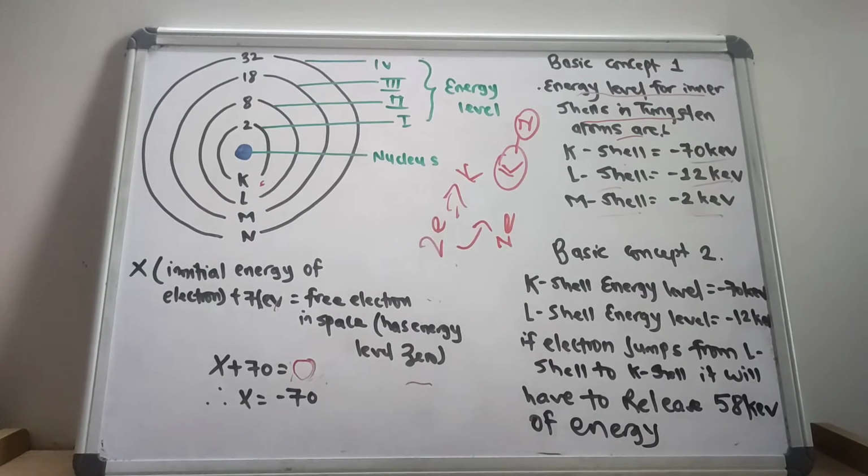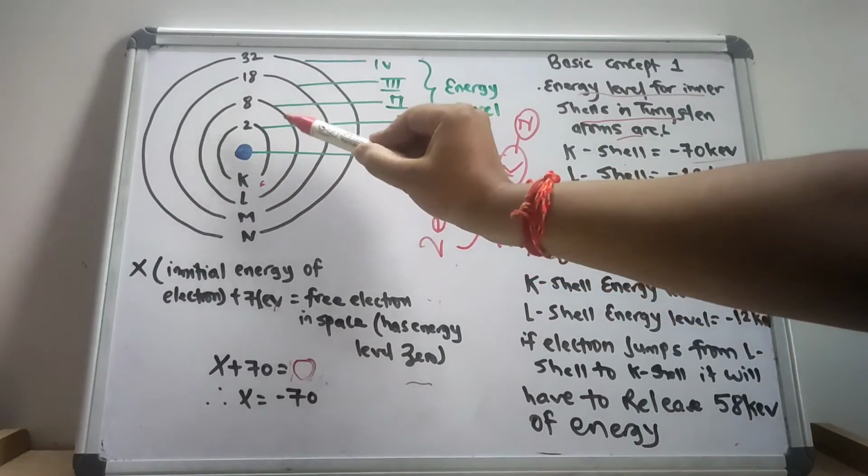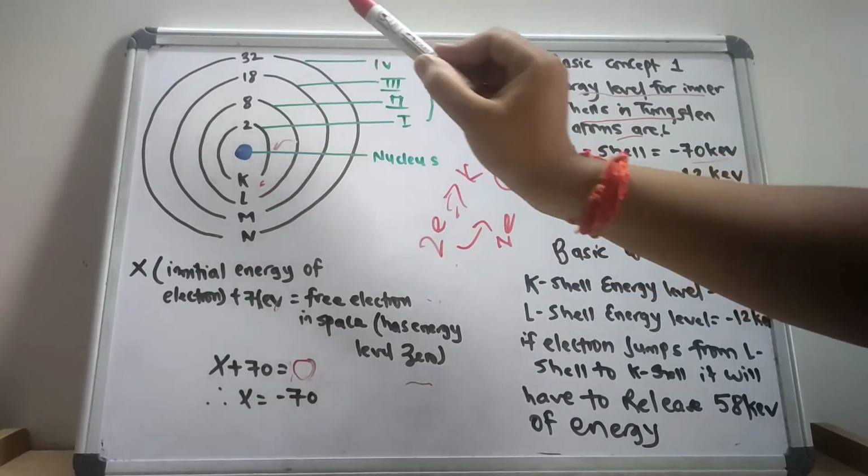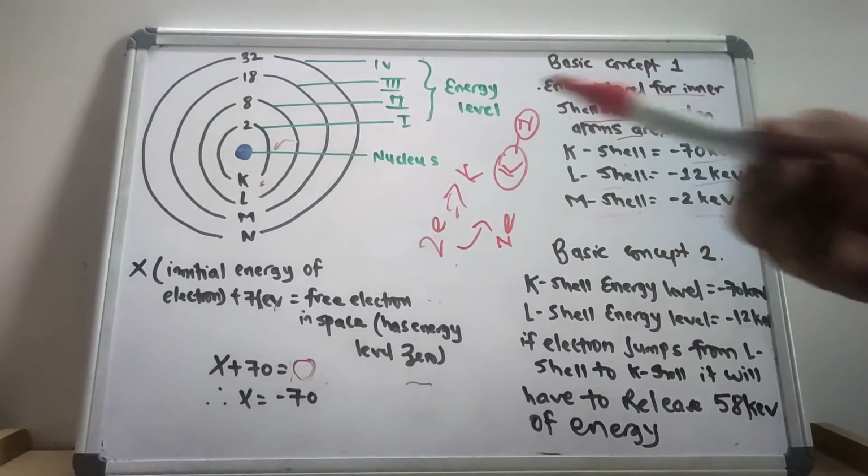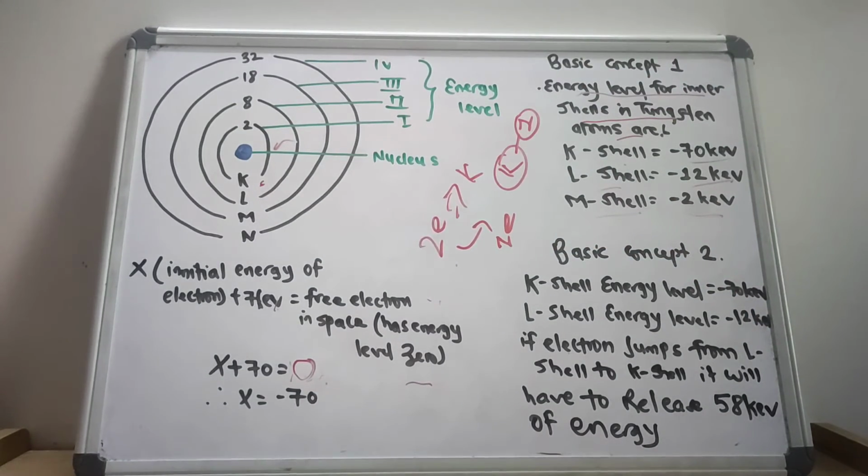So what happens is that an outer cell electron jumps to the inner cell. From the L cell, one electron will jump into the K cell. Subsequently, the outer electron jumps to the underlying inner cell, and finally a free electron in space fills the outermost cell, making the atom stable again.